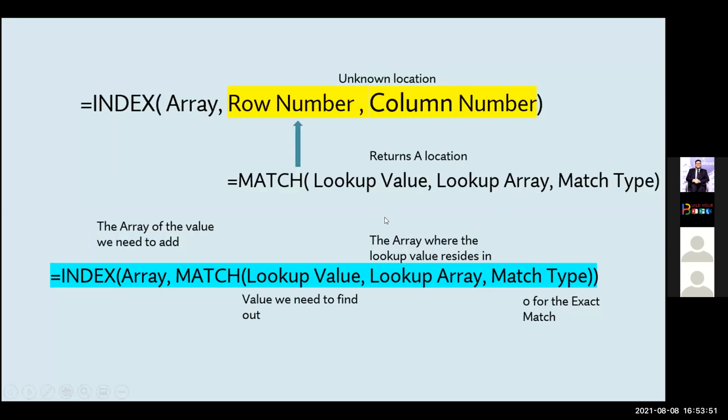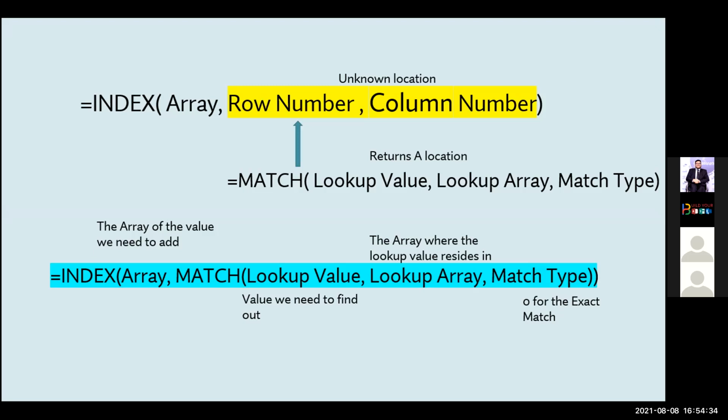Okay, now this is how it happens. So we type index and the array and the row number and column number in a normal index function. And in this part, array is the data set, like if you want to put a name, where does that name reside. So now there's a location part as well. So we have this unknown location part. For that, we are going to use match because match always returns a location. So in match, we have lookup value, lookup array, and match type.